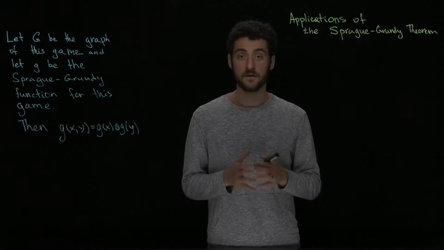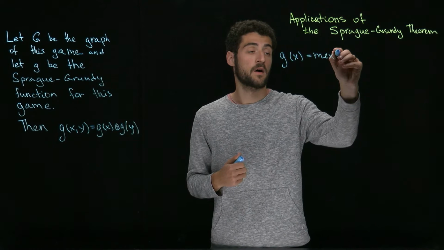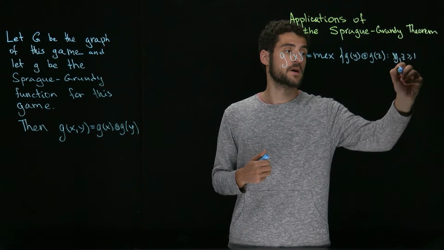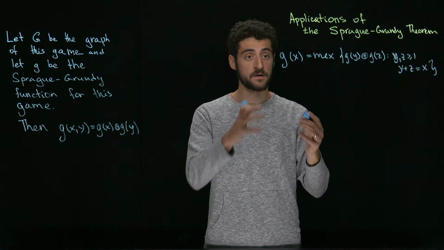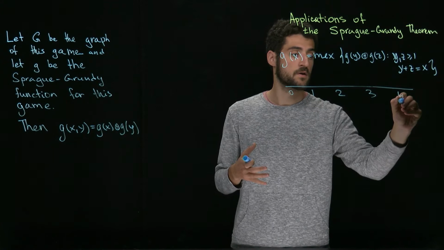Using these observations, we may notice that the Sprague-Grundy function for this game can be defined like this. g of x is equal to the max of g of y XOR g of z, such that y and z are greater or equal than 1, and y plus z is equal to x. And using this formula, it's pretty easy to compute the first several values of g of x: 0, 1, 2, 3, 4.